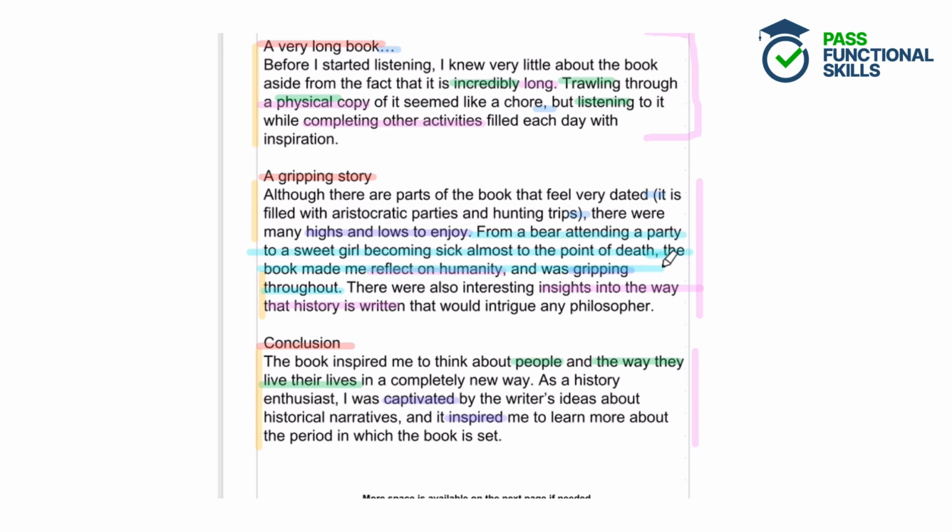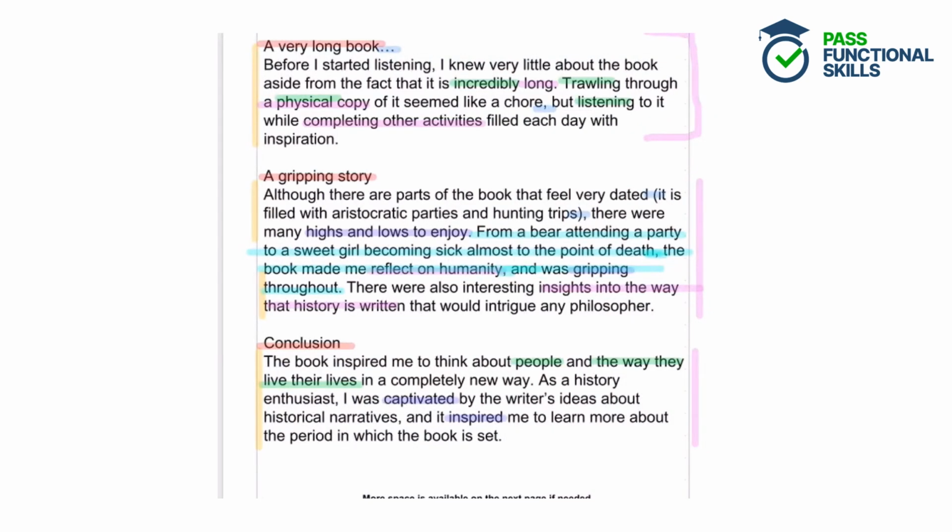And then we've got a comma to link this to the next part of the sentence, which explains the effect that this narrative has had on the reader. So the book made them reflect on humanity, and then we've got another comma and we've got a connective word here to add some additional information to explain their opinion that the book was gripping throughout. So try to connect your ideas together within sentences using commas and connective words.